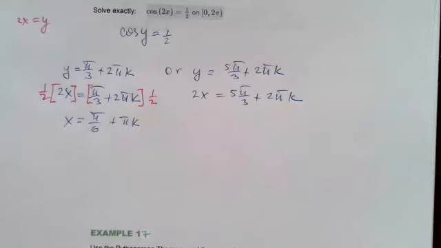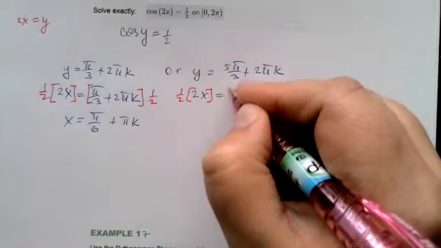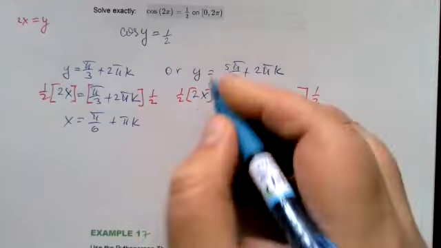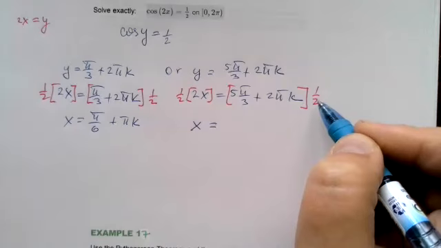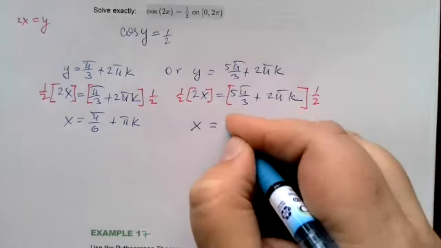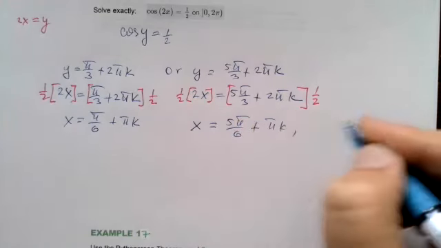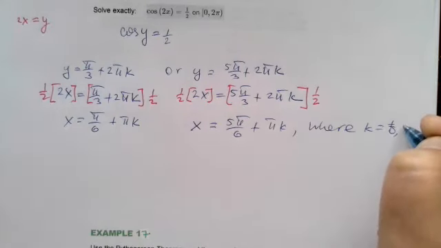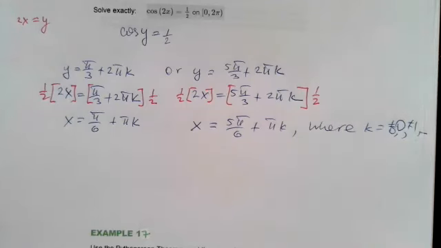Okay, on this side, we're going to do the same thing. So 1/2 and 2 cancel each other. So we have x equals 1/2 times 5 pi over 6 plus pi k, where k is 0, plus or minus 1, and so forth.